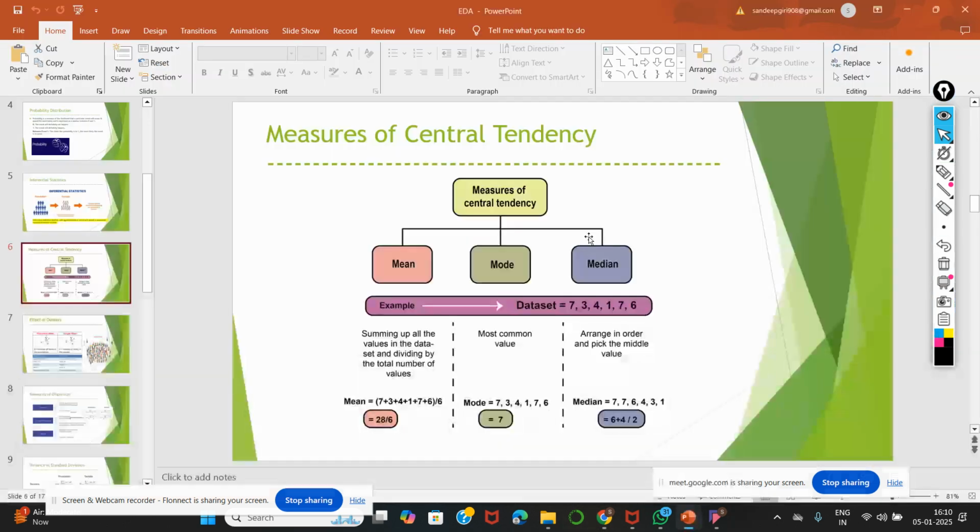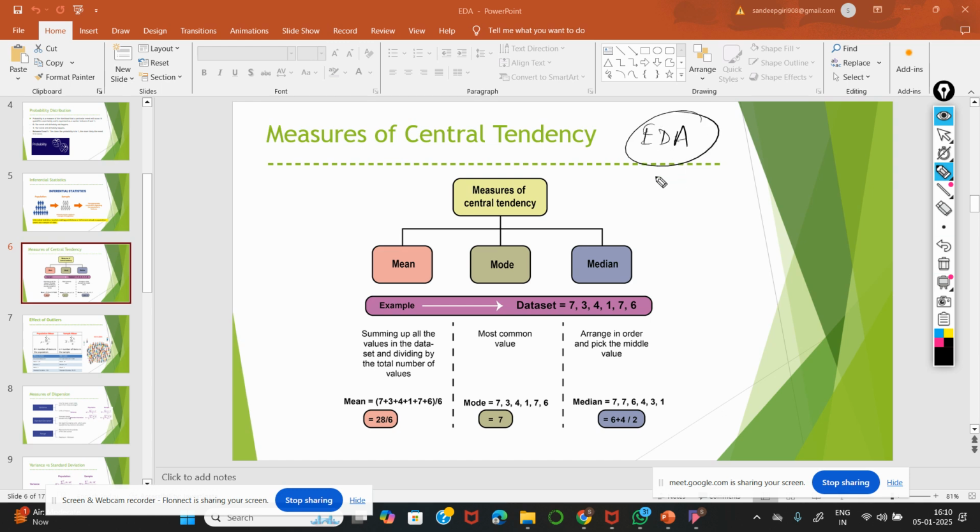Okay, so we should be continuing with these things. In the last session we discussed what EDA is, the full form of EDA. It is nothing but exploratory data analysis. You have to explore your data and keep on analyzing each and everything, whatever you have.